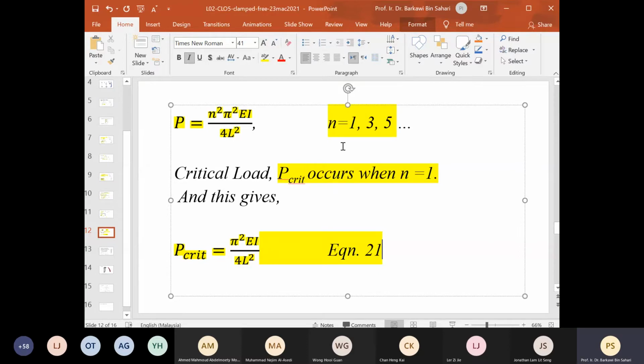Okay, so if we put n equal to 3, then the value of P will be higher compared to n equal to 1. So that means it will fail at the value when n equal to 1 first before it actually gets to n equal to 3. Okay, so in a fail-safe design philosophy, we do not want it to buckle at all. So that's why you put n equal to 1, the lowest value of P, to make it buckle.